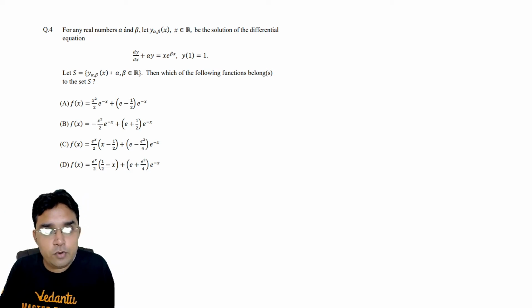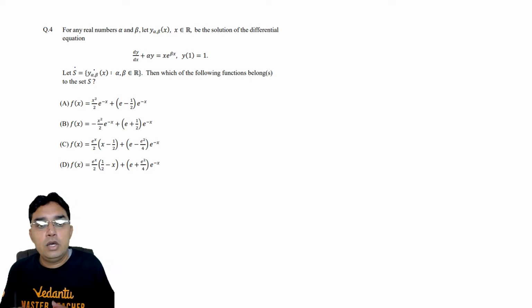This question says for any real number alpha, beta, let y alpha comma beta of x, x belongs to R, be the solution of the differential equation dy upon dx plus alpha y is equal to x into e power beta x, y of 1 is equal to 1. S is equal to the set of y alpha beta x such that alpha, beta belong to R. Then which of the following functions belong to solution set S? Actually, S represents the solution set that comprises all possible solutions.